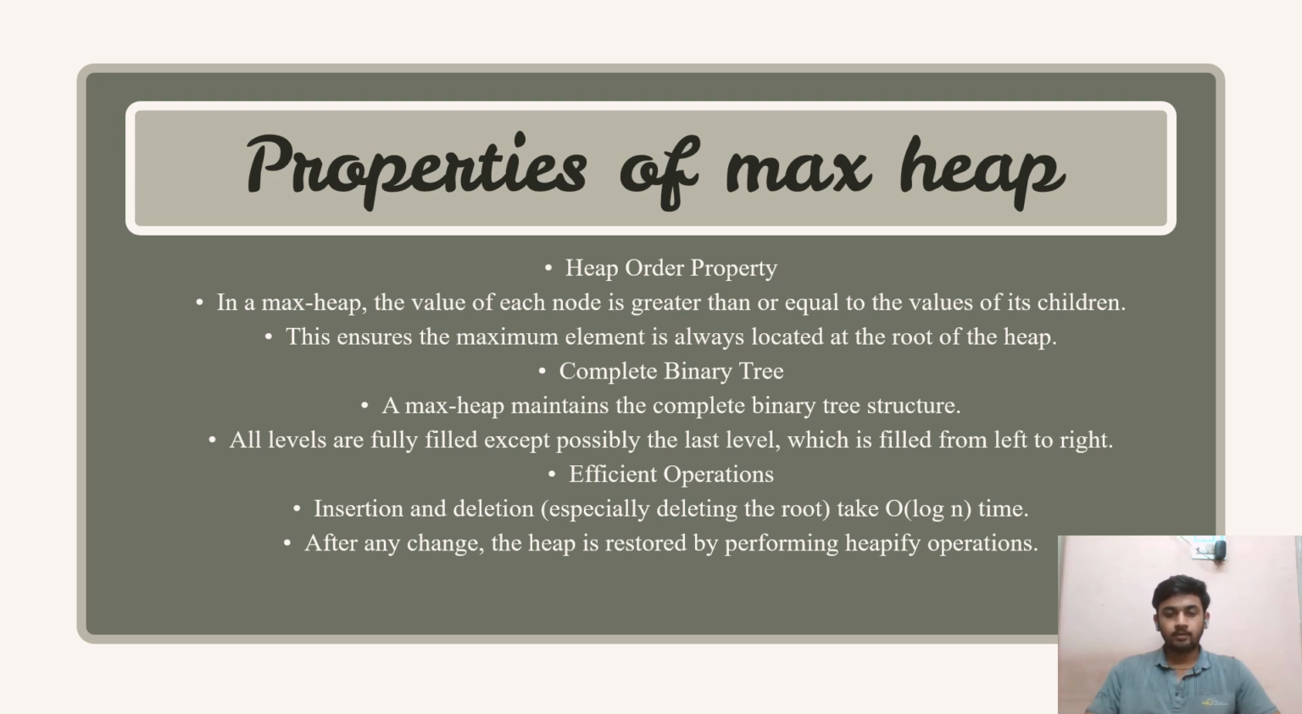So, properties of max heap. Heap order property: in a max heap, the value of each node is greater than or equal to the value of its children. This ensures the maximum element is located at the root of the heap. Complete binary tree: a max heap maintains the complete binary tree structure. All levels are fully filled except possibly the last level, which is filled from left to right. Efficient operation: insertion and deletion take O(log n) time. After any change, the heap is restored by performing heapify operations.